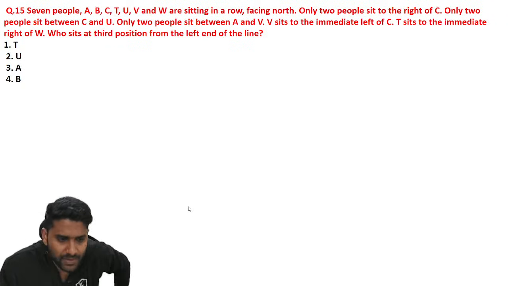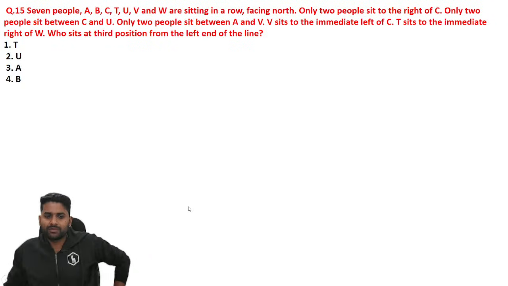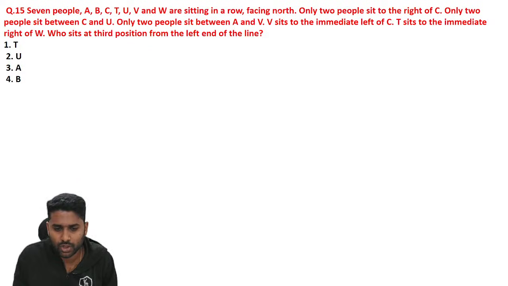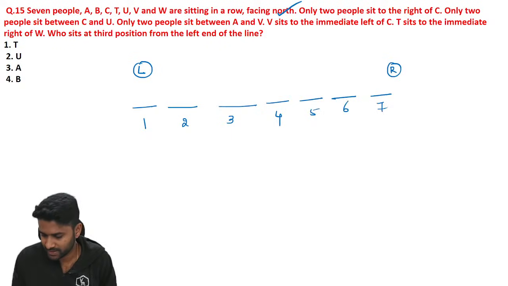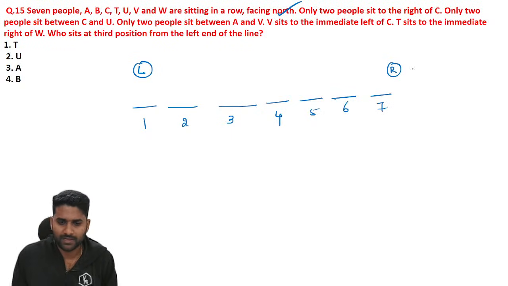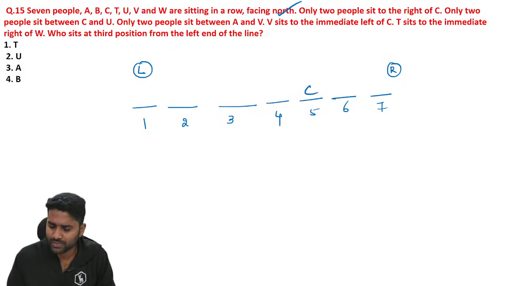Now, 7 people A, B, C, D, U, V, W are sitting in a row, all facing north. So here north means left and right. Total 7 positions. For your reference, I'm just taking the numbers, but while practicing, don't write any numbers. Now the data says that only two people sit right of C. So right of C only two people means you can confirm the fifth position.